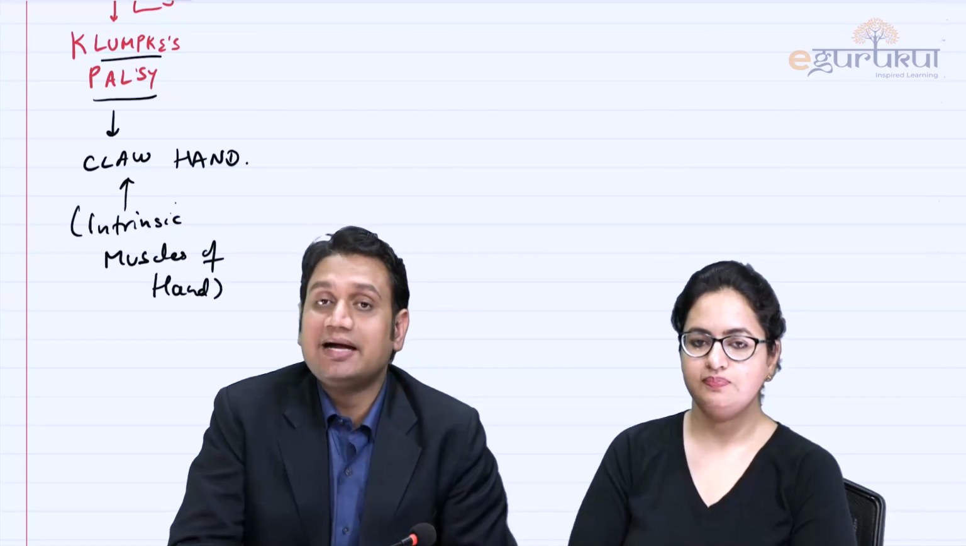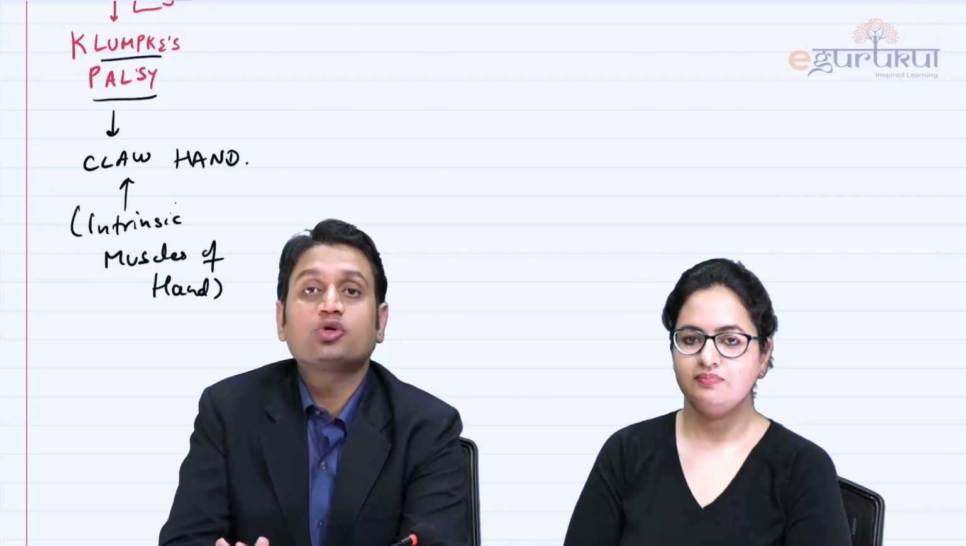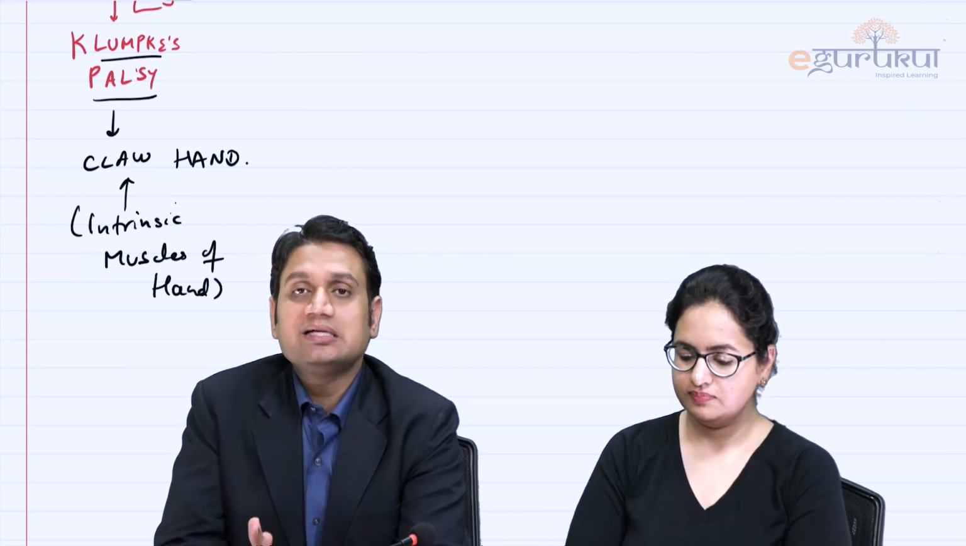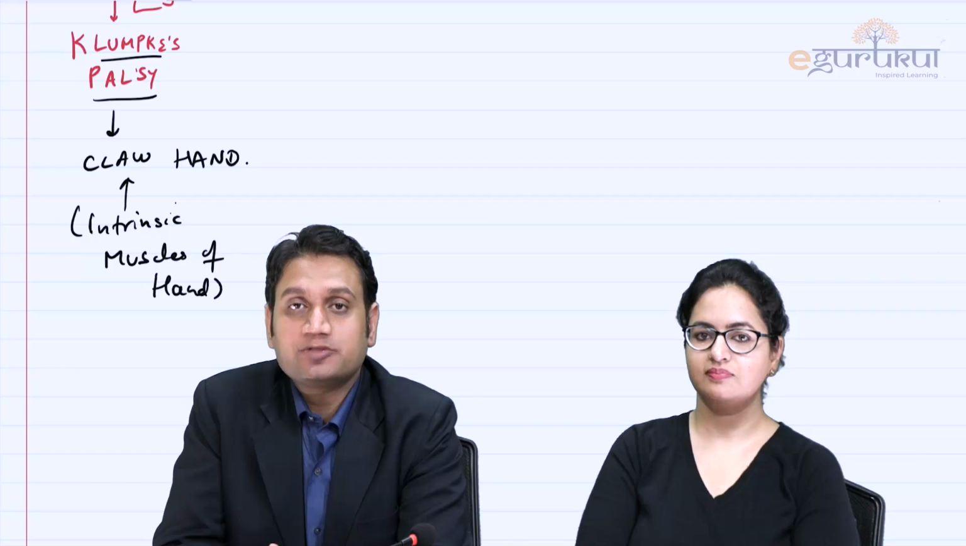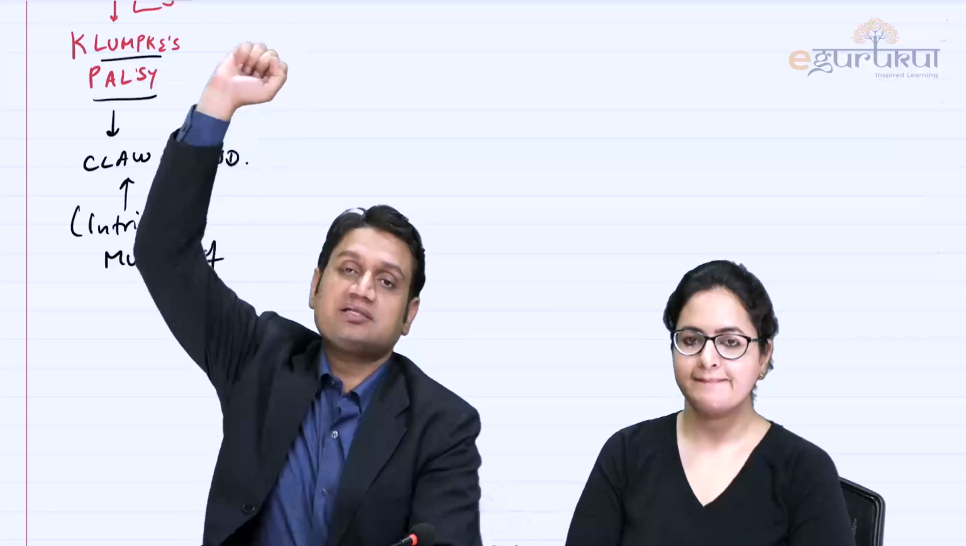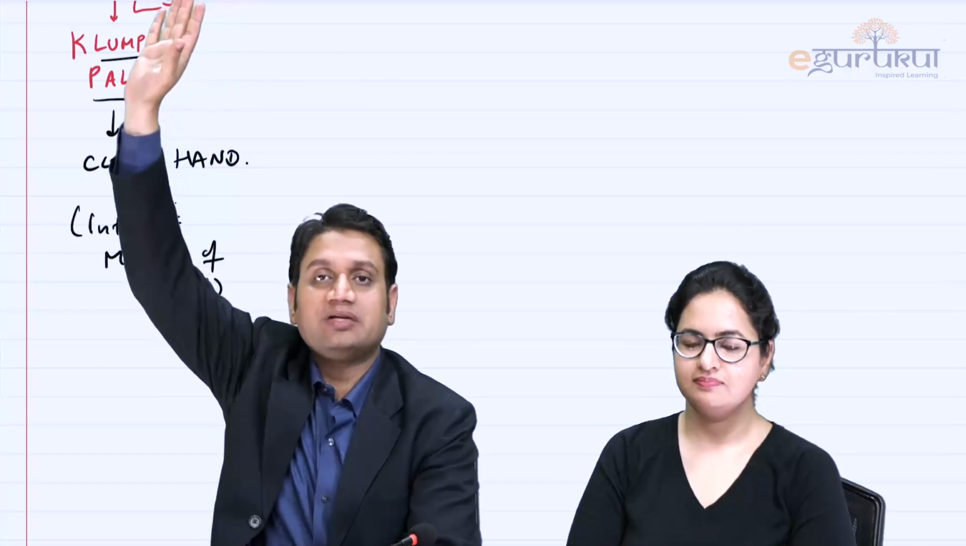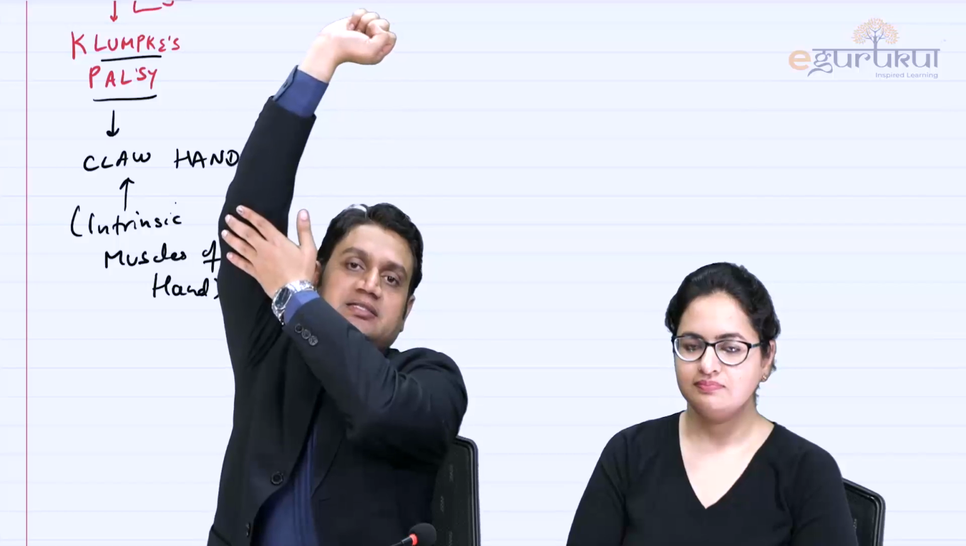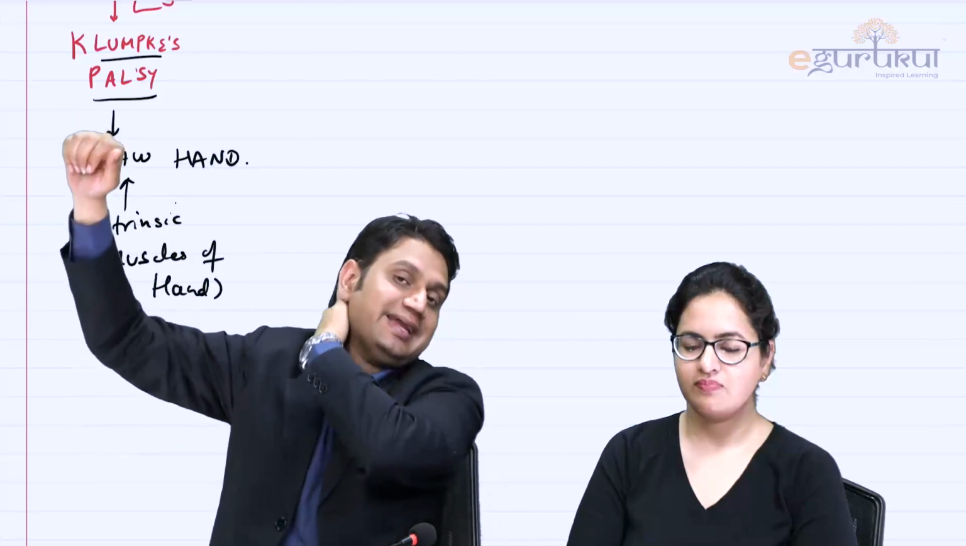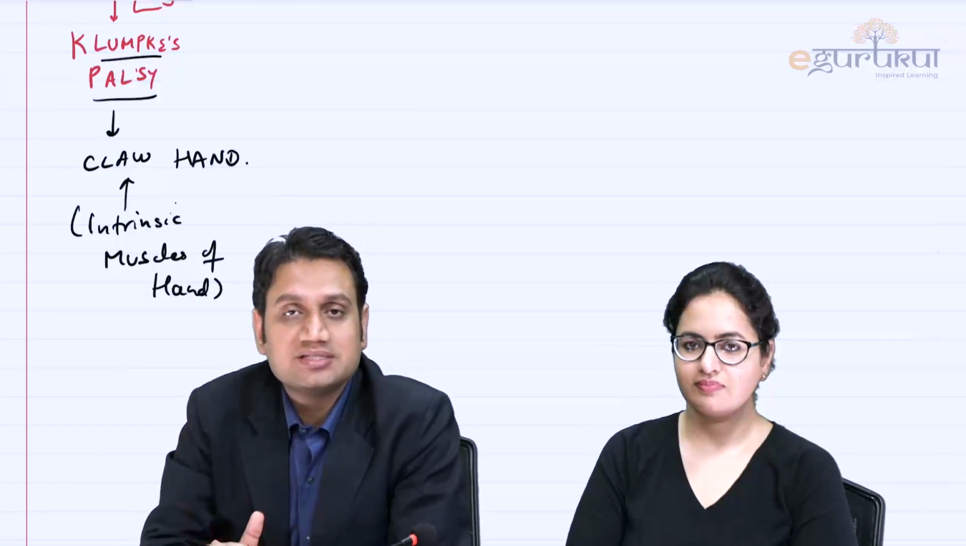Now, I would like to add here, Klumpke's palsy leads to claw hand. Why so? It's very simple. C8 T1 injury mechanism I have already explained to you. When there is an upward traction, somebody was falling down, tried to hold on to a branch of the tree, and sudden severe traction like this, right? Or sudden severe traction here at the neck area, it will lead to injury around C8 T1.